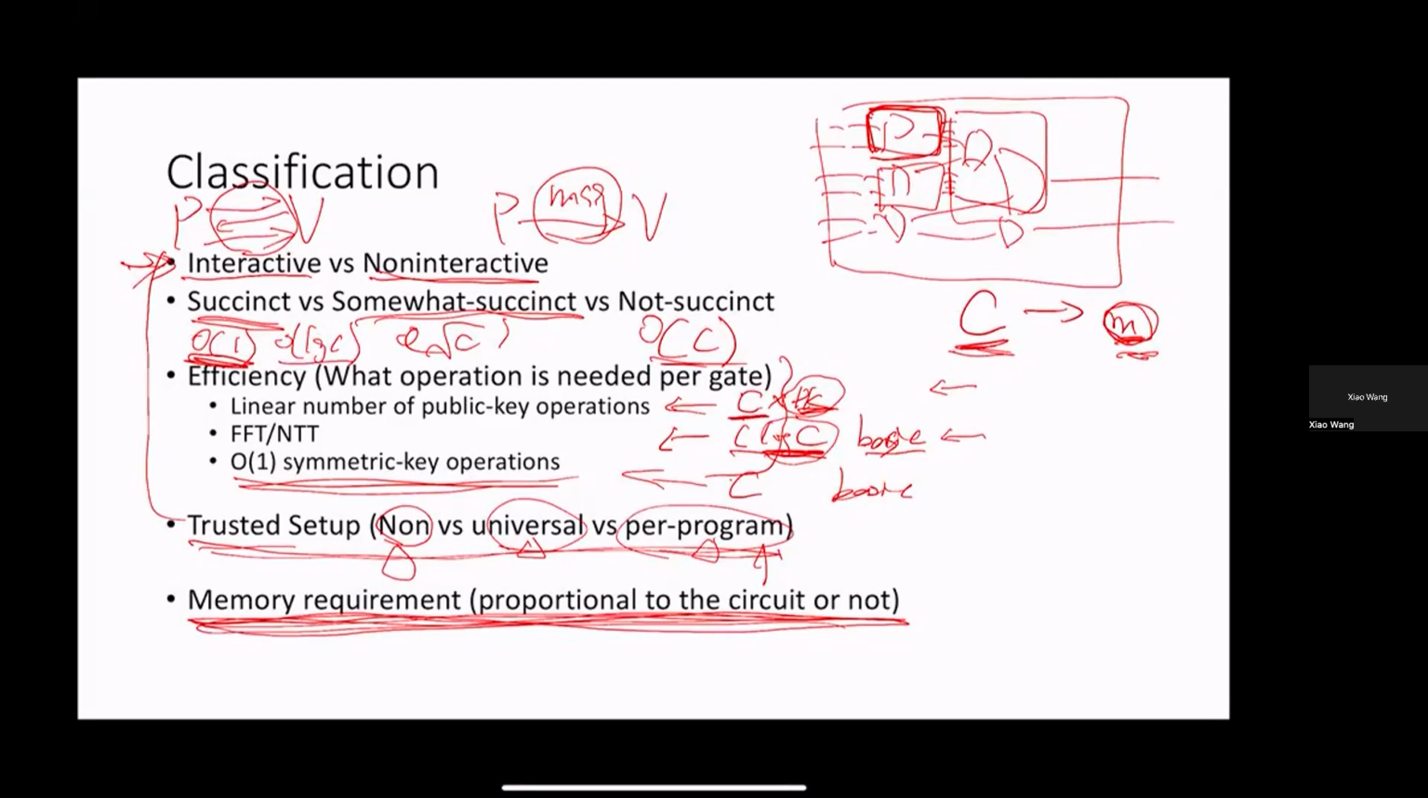Okay, so this means that there's often a very big gap between the circuit size and the amount of memory needed to evaluate the circuit. And so that's where this memory requirement comes into the picture.